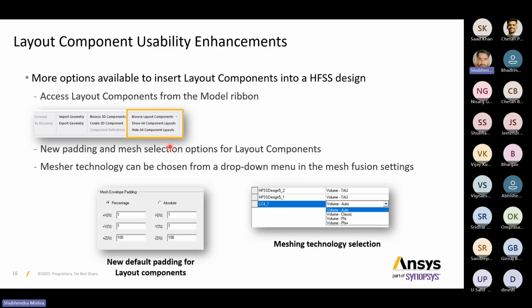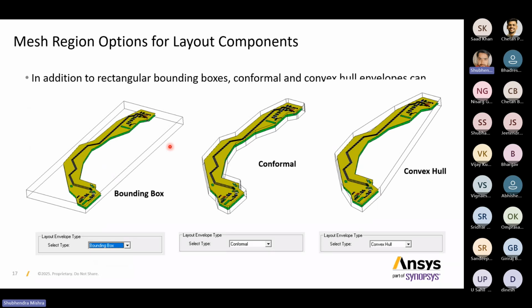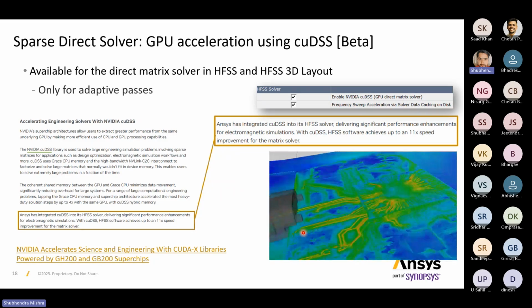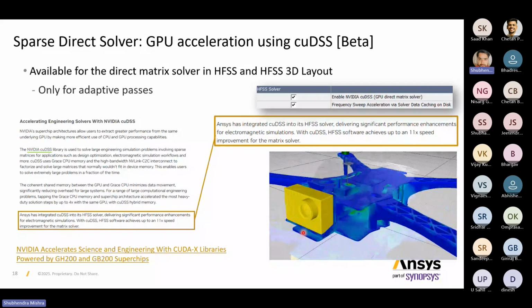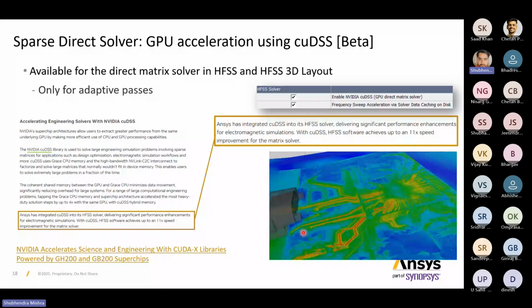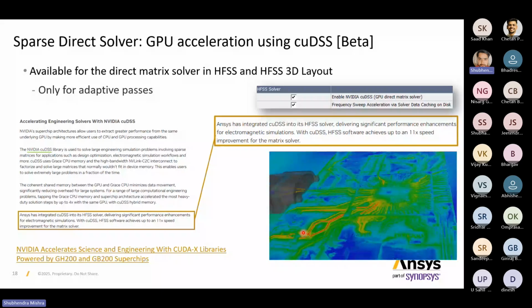These three are all the types of meshing which will be covered. The first one we were talking about, with the boundary conditions, or the conformal mesh, or the convex hull. All these three are possible now in HFSS. The sparse direct solver is used. Using this cuDSS solver, we have reduced the simulation time. So for the simulations you are performing now, using this sparse solver, you can directly reduce the simulation time.